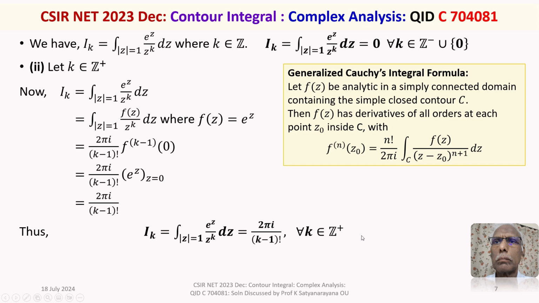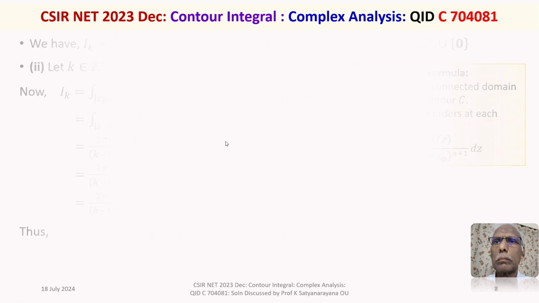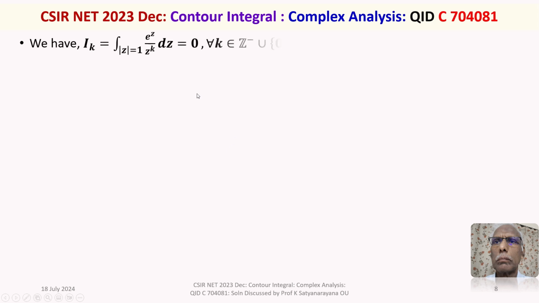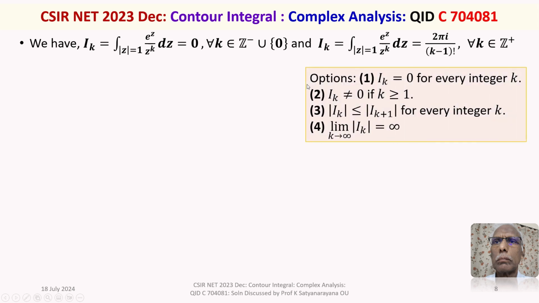Agreed. We move to the next slide for the further discussion of the options. We have Ik is 0 when k belongs to Z minus union 0, and Ik gives 2 pi i by (k minus 1) factorial for all k belonging to the set of positive integers. Agreed. Now let's call the options one after the other.